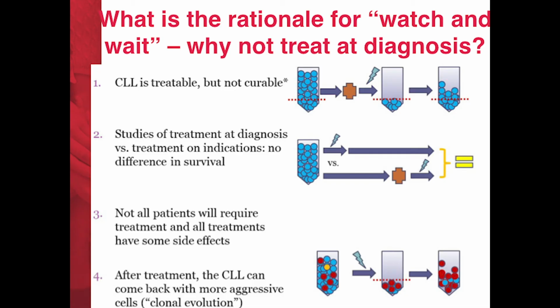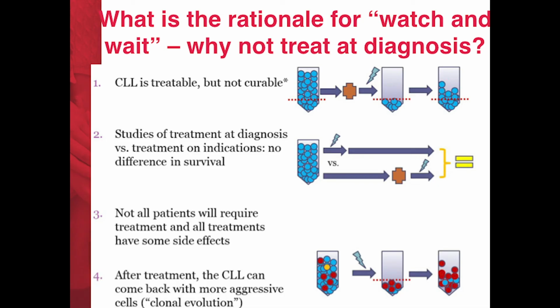And so what's happening then is, by early treatment, you'll select for basically more aggressive CLL cells, those with more aggressive mutations that can survive the treatment. And what you'll do by early treatment is select for more aggressive disease over time, and you may in fact shorten a patient's life by treating too early. And in fact, years ago, even before the newer treatments were available, it was shown that studies of treatment at diagnosis versus treatment on indication on the development of symptoms resulted in no difference in survival.